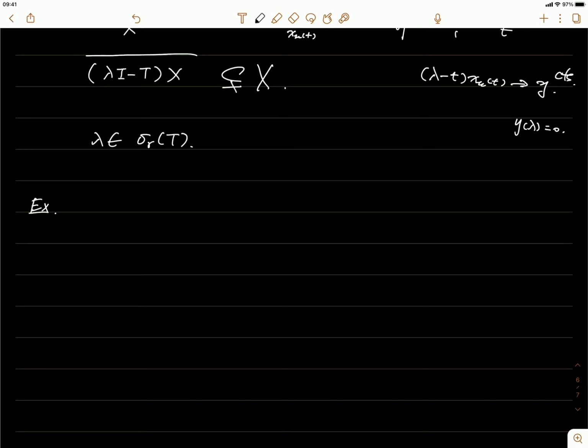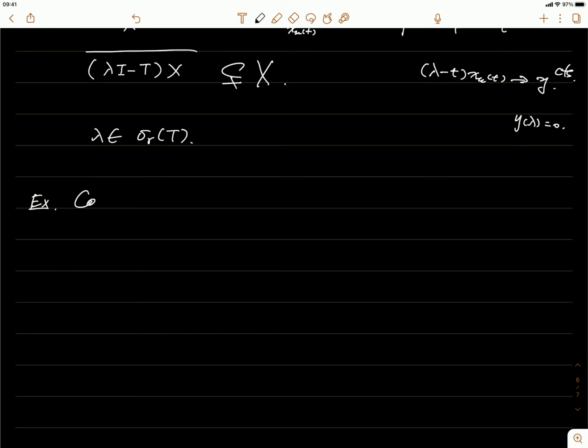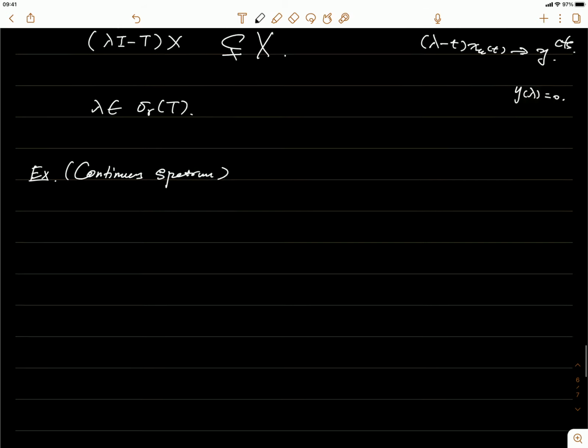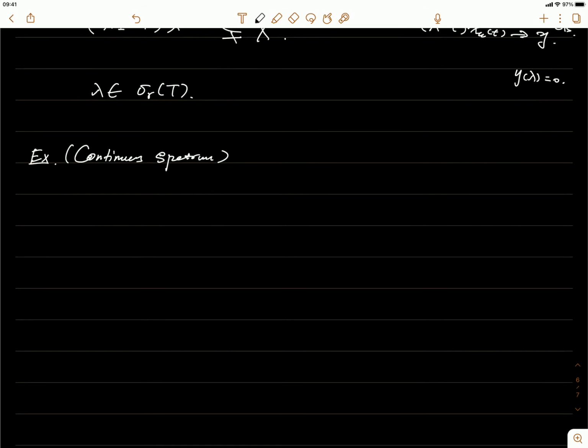Last example. Continuous spectrum. All right, and so in this case, we're having things similar to before, but the x is not the continuous functions, but it's the L2 of [0, 1]. Okay, so larger than before. And the norm is changed as well. Change the norm for this.